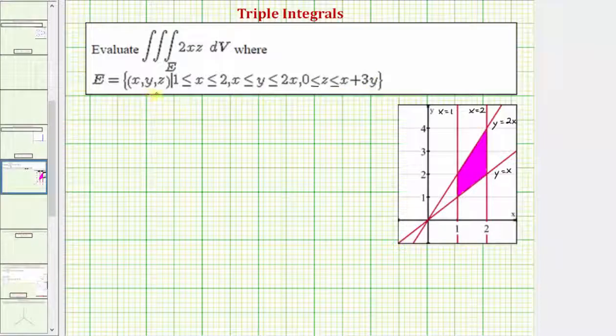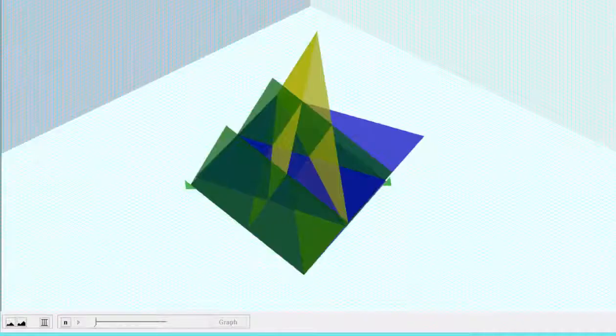Let's begin by looking at the region of integration, the region E in space. The plane x equals 1 is graphed here in green, and the plane x equals 2 is also graphed here in green. The plane y equals x is graphed here in yellow, and the plane y equals 2x is graphed here in yellow as well. And then the plane z equals x plus 3y is graphed here in blue, and z equals 0 would be the xy plane. So the region of integration is this region in here, below this blue plane, above the xy plane.